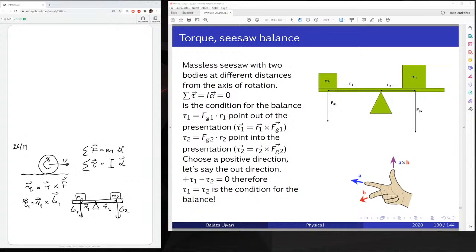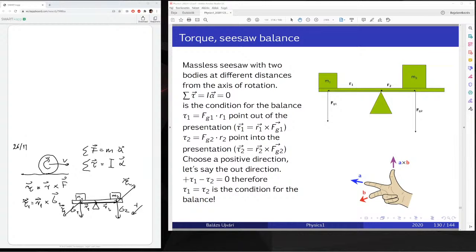So look at the picture on the right hand. It will point upwards if your screen lies on your table. Okay, thanks. So this is the direction of tau 1. The tau 2 goes in the opposite direction. So what we can do, let's choose a positive direction, which is upwards.